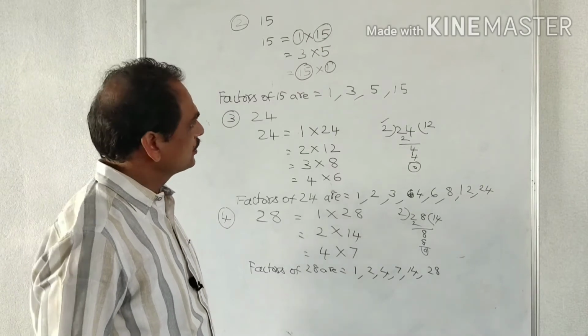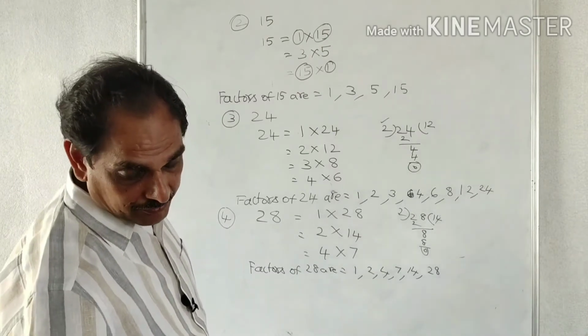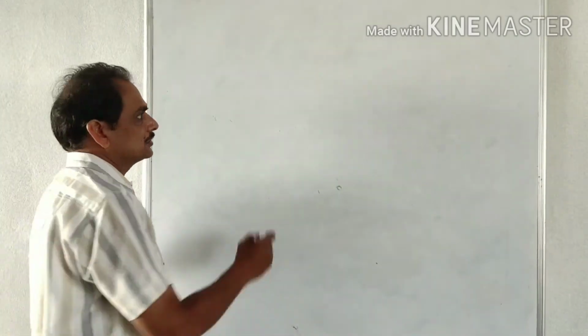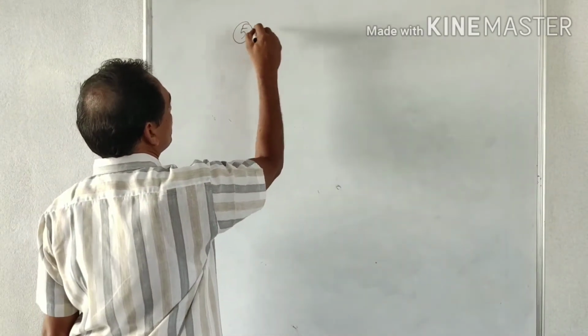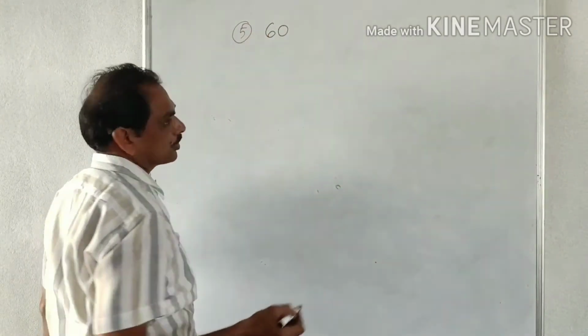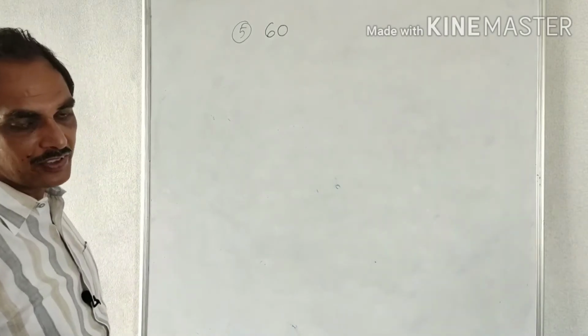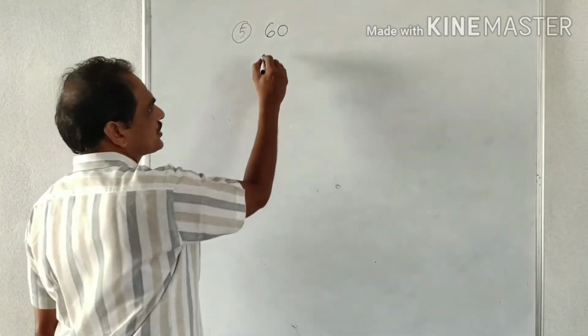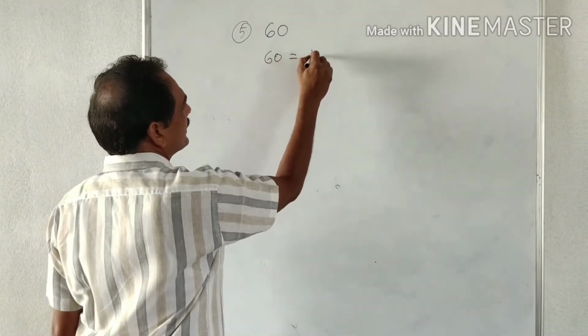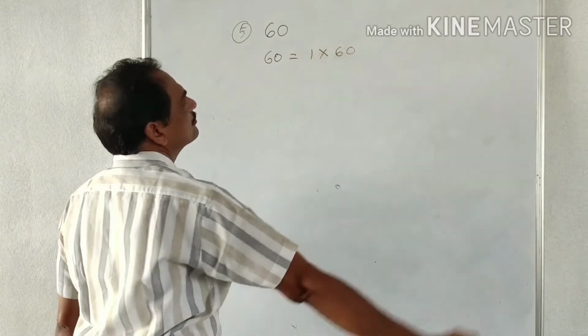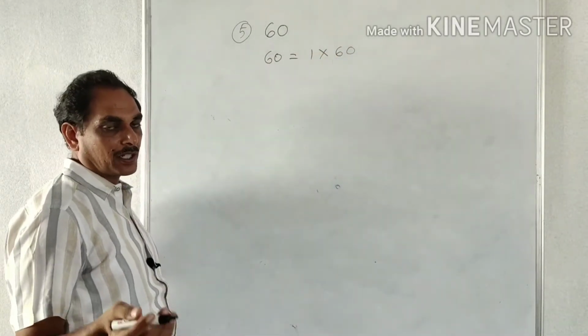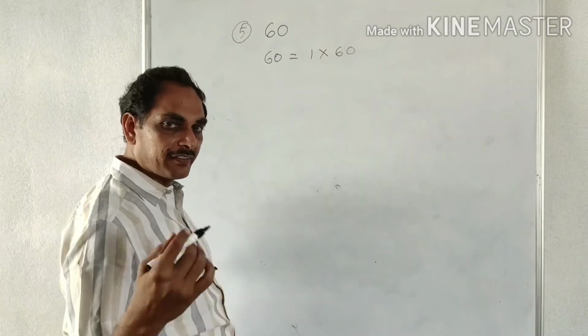Next, we go to the fifth example. 60 is the number for which we are going to find the factors. So we write 60 as 1 into 60. The product of 1 with any number is always that number.